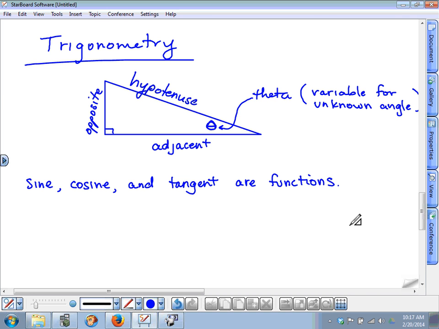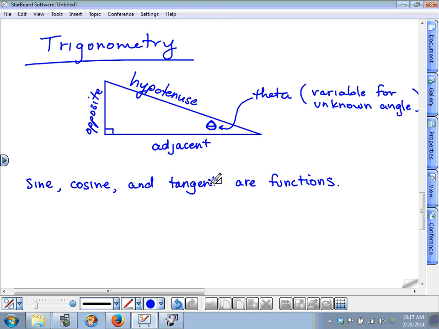Like a square root is a function. If you plug something into a square root, what happens? You get something else out. Or squaring something is a function. If I put 4 inside of a squaring function, you square it and get 16. Those are all functions. Sine, cosine, and tangent are functions. Okay? That means you put in an input, you get an output.